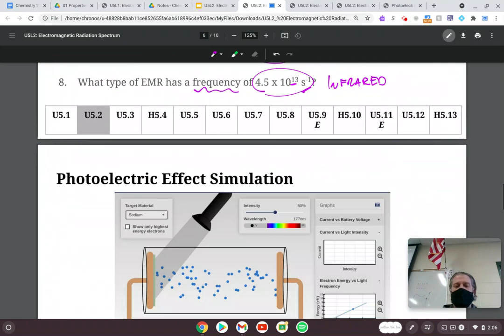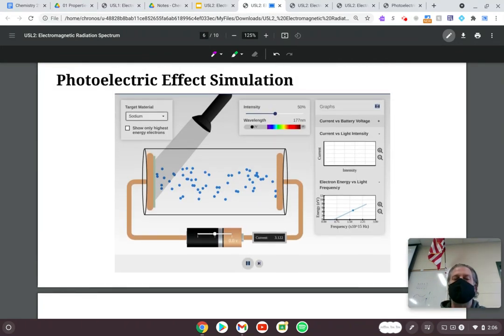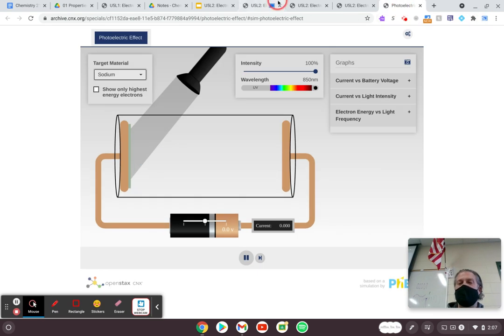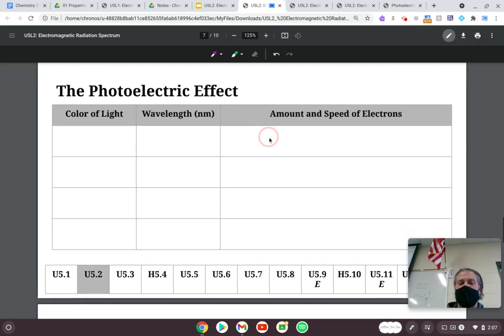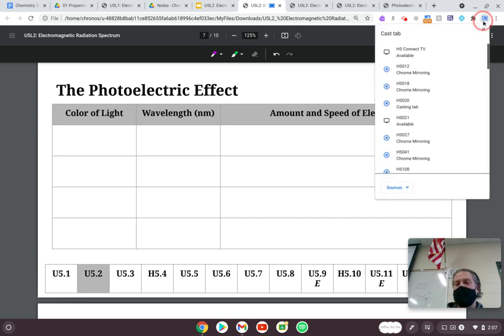Now, we're going to jump into something called the photoelectric effect simulation. I do have a simulator for you that I'm going to go through. What I need you to do is locate the slide in your notes that looks like this, the photoelectric effect, this part right here. Then we're going to do this one together.